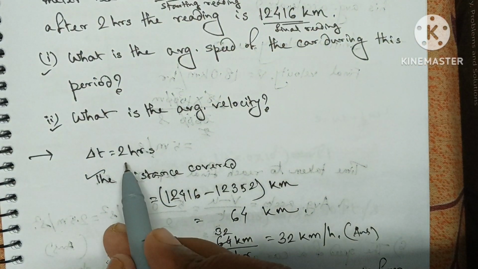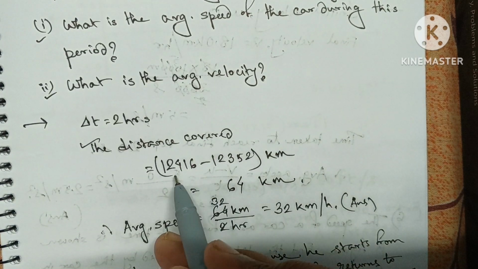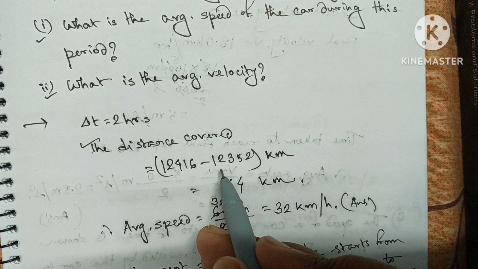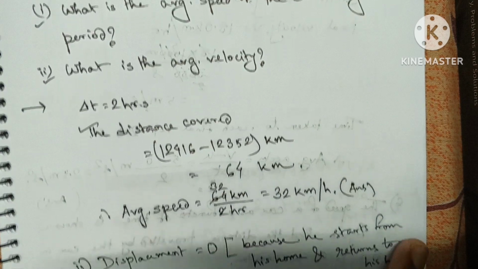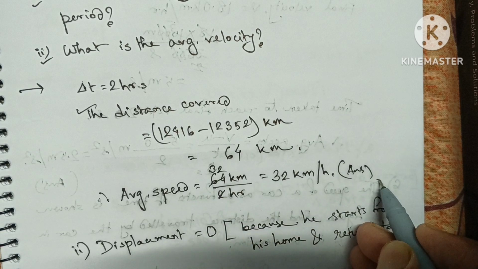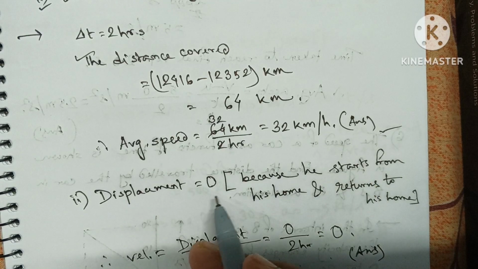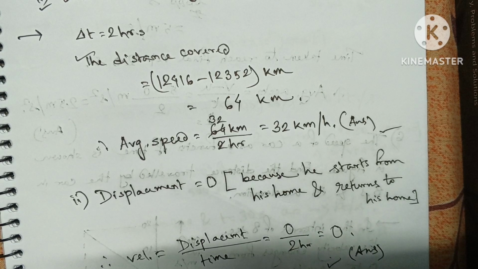Now delta t is equal to 2 hours, that is the time interval, and distance traveled is equal to final reading minus initial reading, which is equal to 64 kilometer. Therefore, average speed is equal to distance over time, which is equal to 64 kilometer over 2 hours, which is equal to 32 kilometer per hour. Now displacement is 0 because he starts from his home and returns to his home. Therefore, velocity is equal to displacement over time, which is equal to 0 over 2 hour, which is equal to 0.